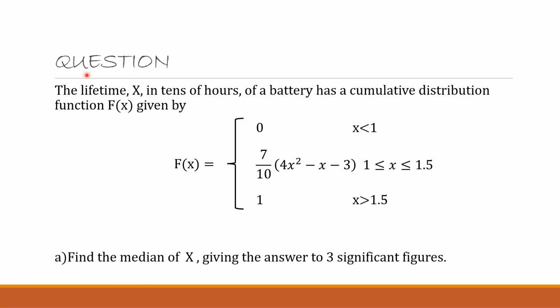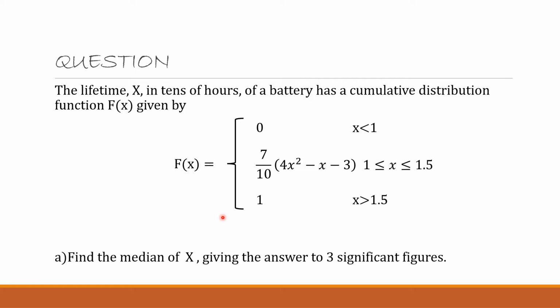So let's start our question. We are given the cumulative distribution function F of x of the lifetime of a battery in tens of hours, and it is described by the random variable x. It is 0 for x less than 1. For the subinterval 1 to 1.5 it is 7 by 10 into 4x square minus x minus 3, and for x greater than 1.5 it is 1.